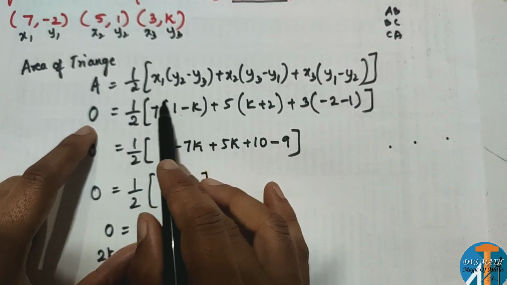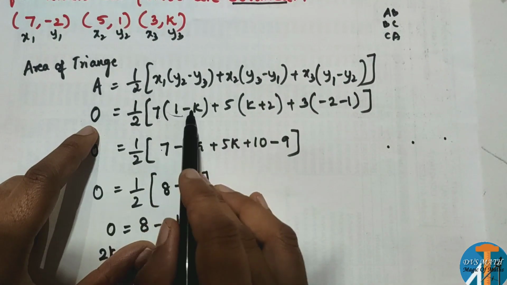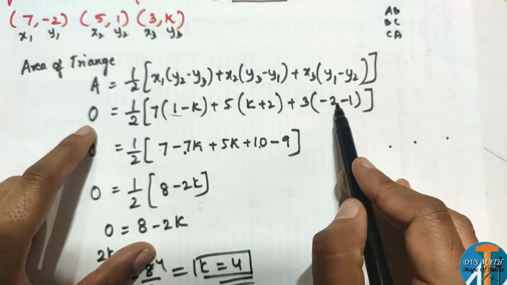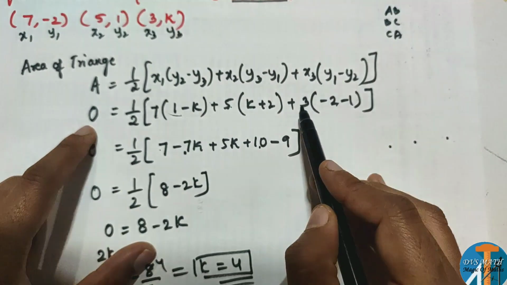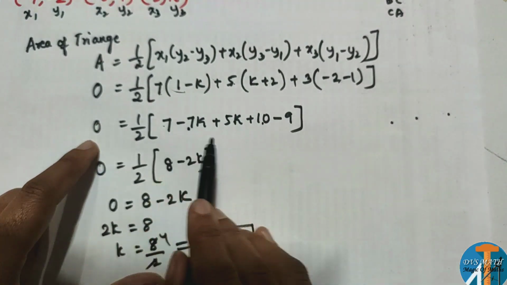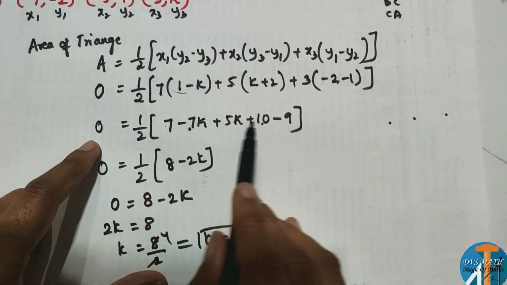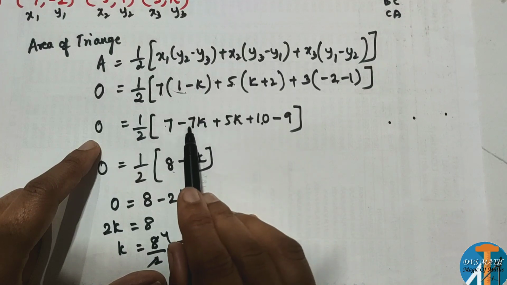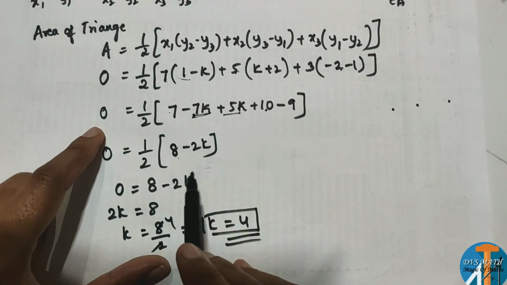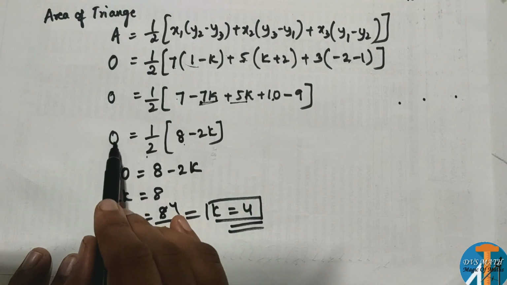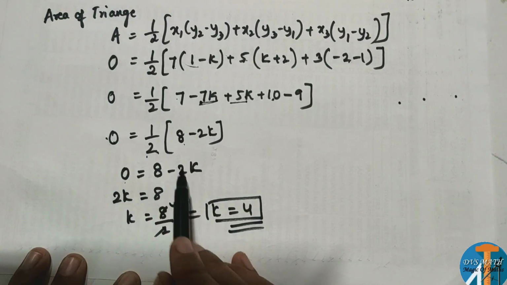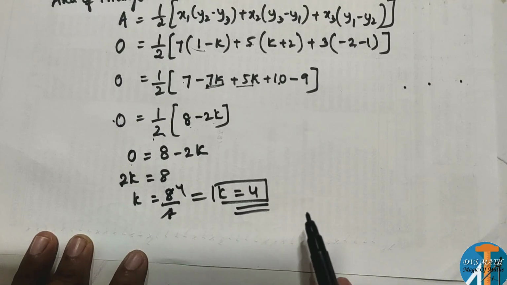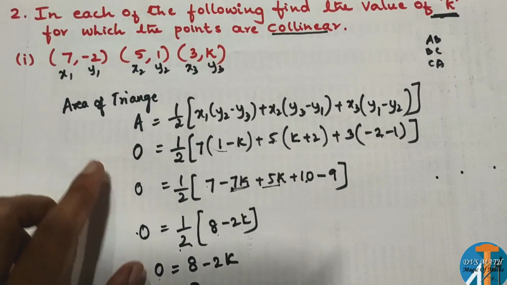Just multiply: 7 into 1 is 7, 7 into minus k is minus 7k, 5 into k is 5k, 5 2s are 10, minus 2 minus 1 is minus 3, minus 3 into plus 3 is minus 9. First add all the numbers: 10 plus 7 is 17, 17 minus 9 is 8. Minus 7k plus 5k is minus 2k. Multiplying the half by 2 gives 0. Take minus 2k to the LHS. k is equal to 8 by 2. So finally you got k is equal to 4. So this is sub question 1.